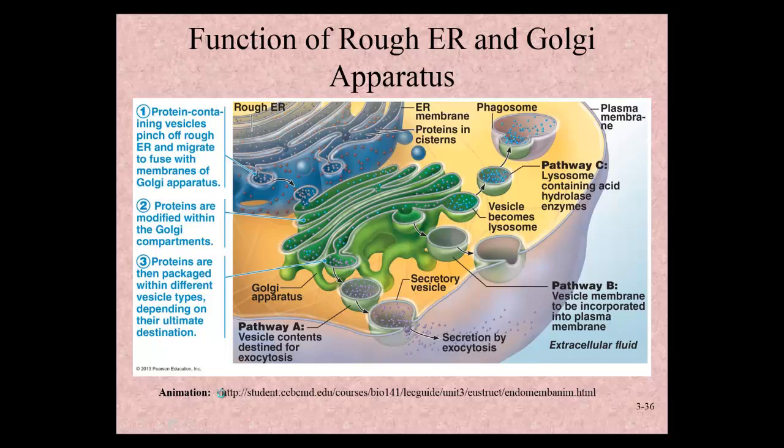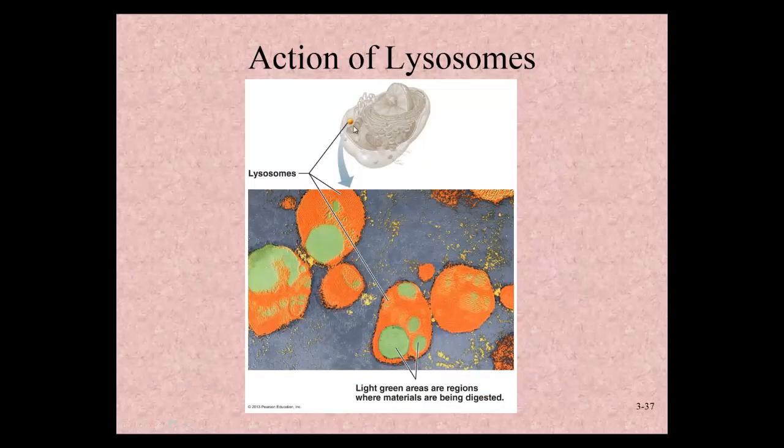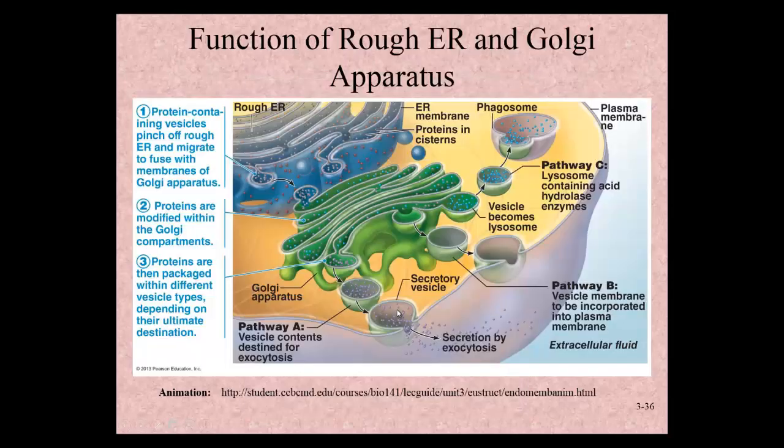Lysosomes are any vesicle or any membrane-bound substance that contains digestive enzymes. So here we can see a neat picture of areas where digestion is occurring within these lysosomes. Any membrane-bound packaged material that contains digestive enzymes we call lysosomes. In this picture, if this was a digestive enzyme, we could call this vesicle here a lysosome. You can see it's saying vesicle becomes lysosome. So if it contains an enzyme, we call it a lysosome.